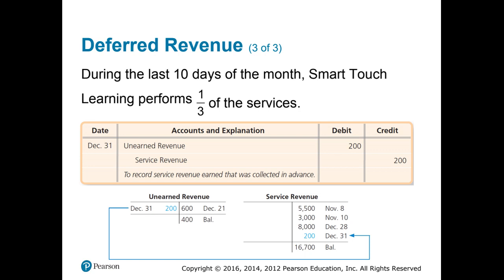And then for service revenue, these are from the last week, but we have the 5,500 service revenue, 3,000 service revenue, and then on December 28th, we had 8,000 service revenue. We are recording a third of these services that we have earned. So now we have this 200 that we've earned. So we're going to credit service revenue for that 200. And so now our total service revenue that we have earned so far is $16,700.